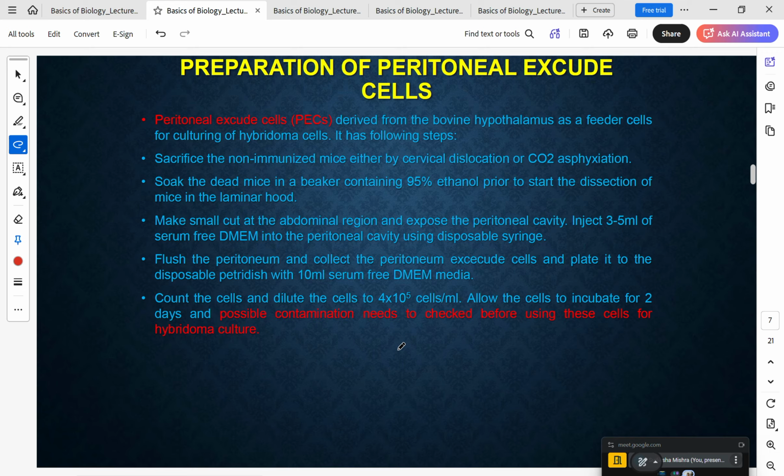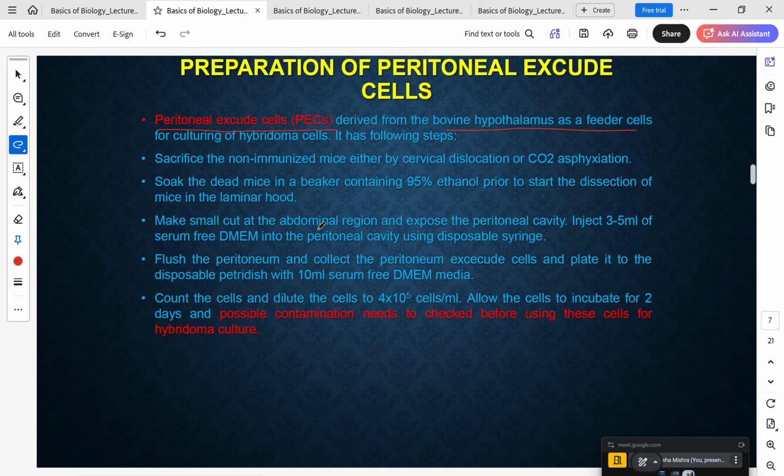This is the exact procedure for how hybridoma cells are made. First, you need to culture peritoneal exudate cells. These are feeder cells, so they are cultured with the hybridoma cells because they give nutrition to the cells, but they don't have any role in the production of the antibody. You can take them from one mouse, or if there are immortalized peritoneal exudate cells, you revive them and use them for the experiment.